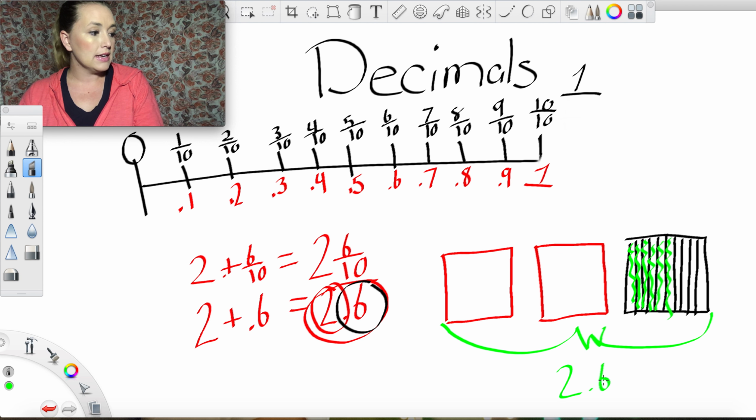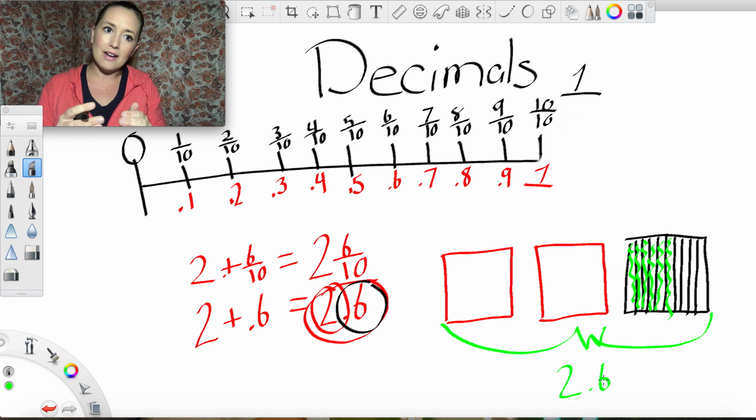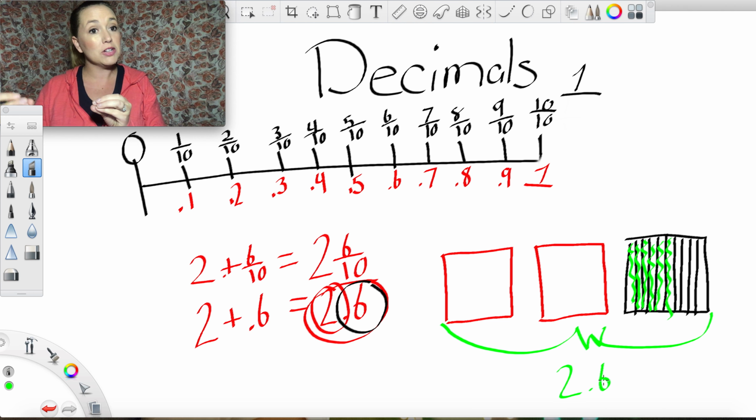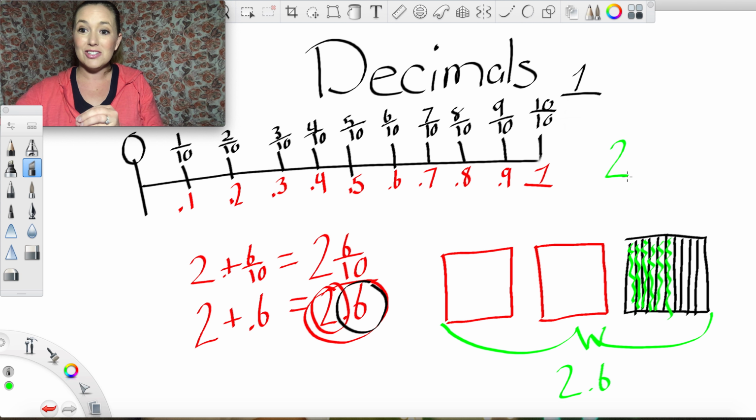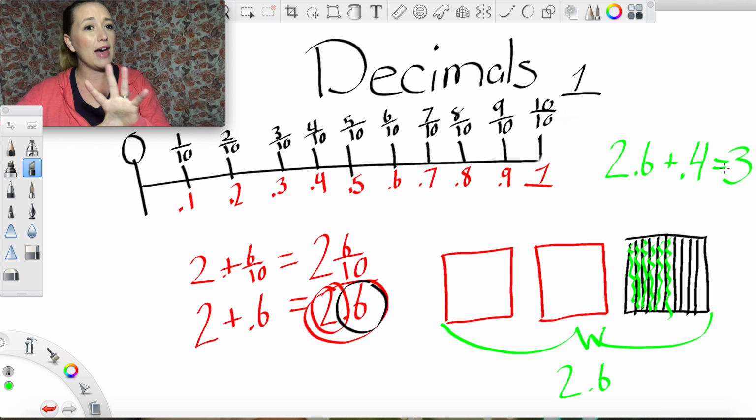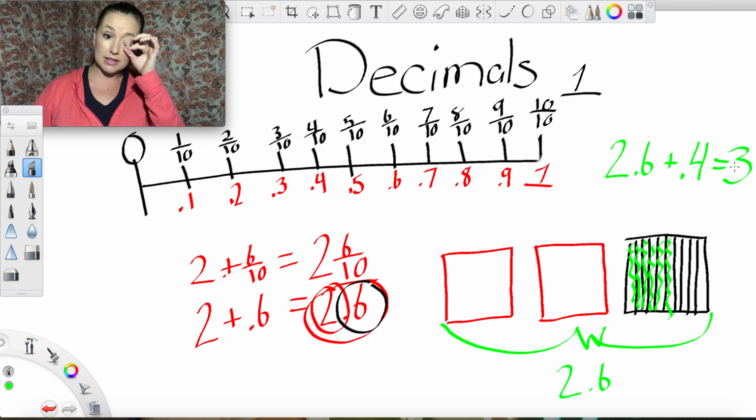When you are doing this, I want you to really think about, what do I have, how many wholes do I have, and how much will I need in order to get to my next whole? So, when I'm looking at this, how many tenths do I need to get to 3 wholes? Well, I need 1, 2, 3, 4. I could even write 2.6 plus 4 tenths equals 3. So remember that. We're not going to go into too much more detail on that, but that's important to remember.